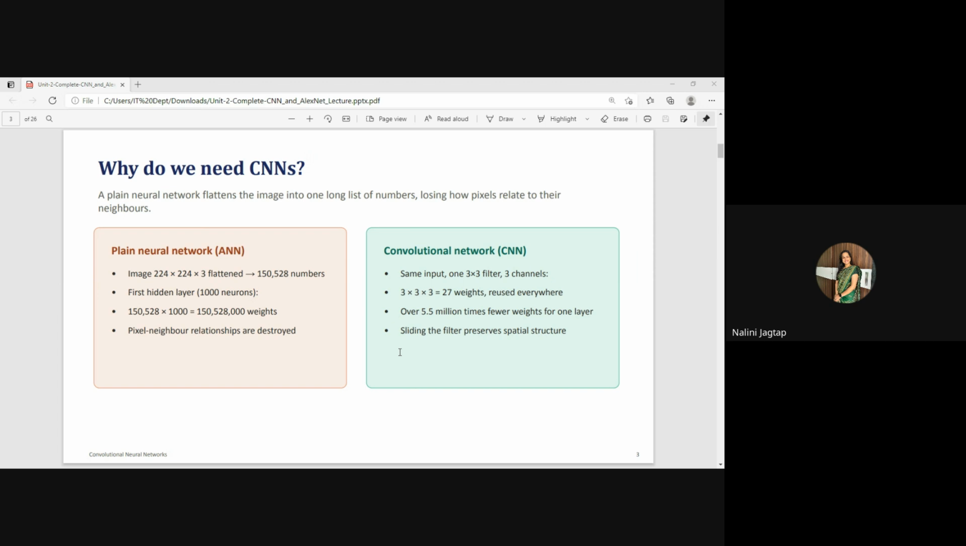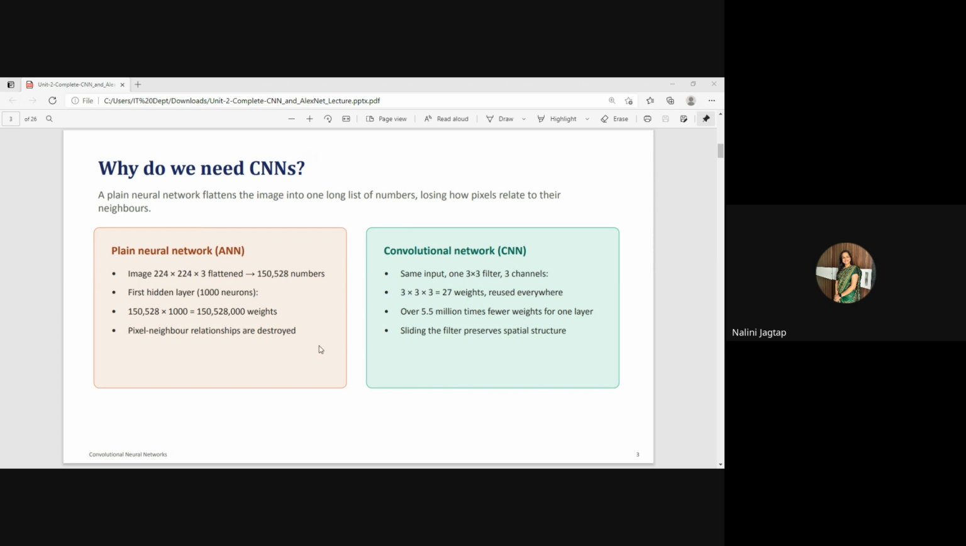So the network has to relearn from scratch, through millions of training examples, something that is simply given for free in the structure of an image: that nearby pixels tend to be related, and that a nose or edge is a local pattern, not something scattered across the whole image.